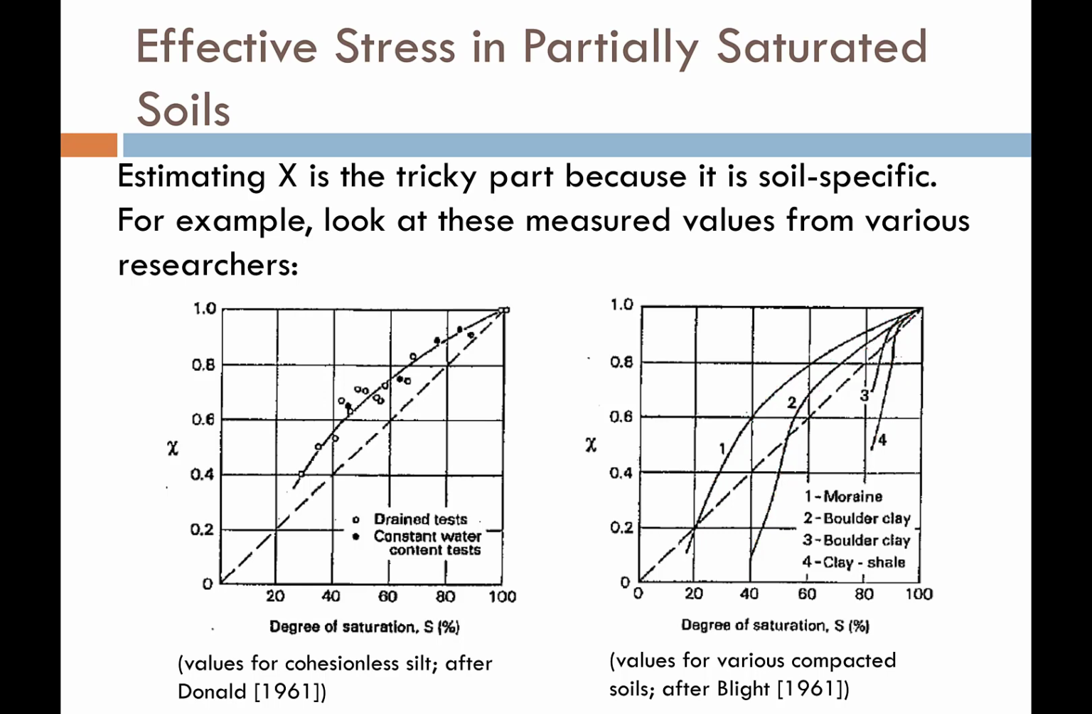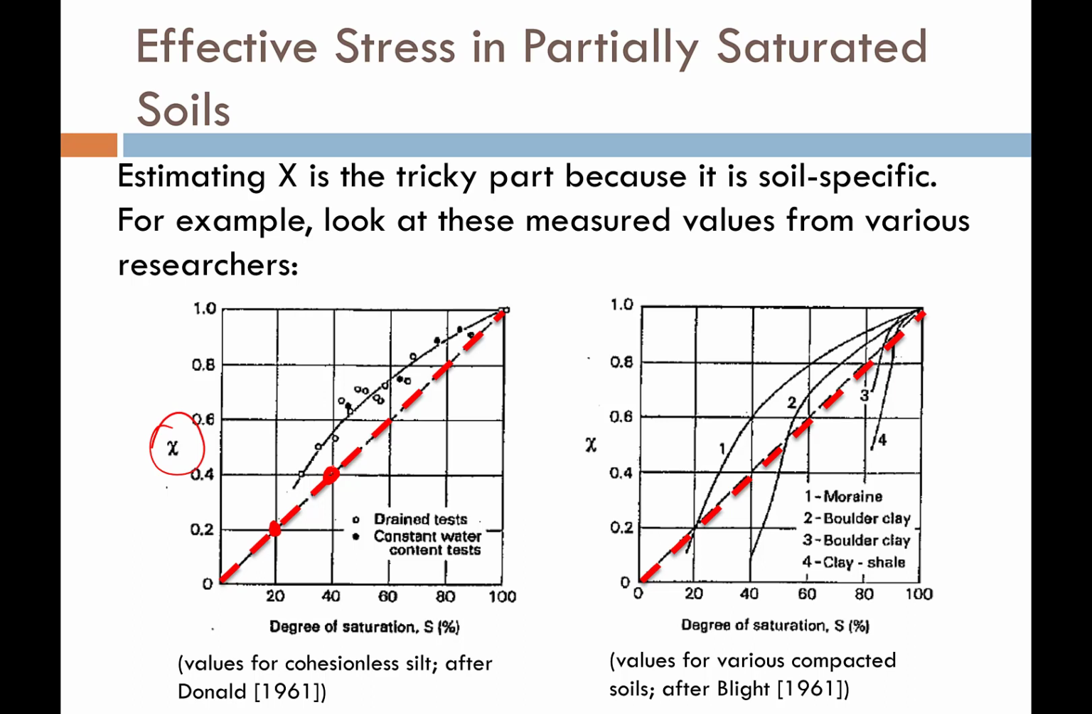And so we're kind of all over the map. But what a lot of researchers have noticed is, what if we just assume a linear relationship where we assume that X is just equal to the degree of saturation? So in other words, if my degree of saturation is 20%, then X equals 0.2. My degree of saturation is 40%, then X is equal to 0.4. So on and so forth.